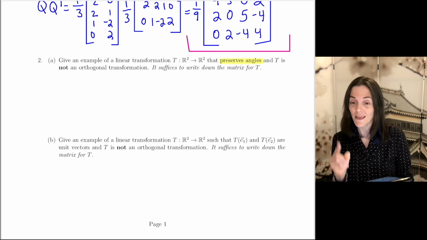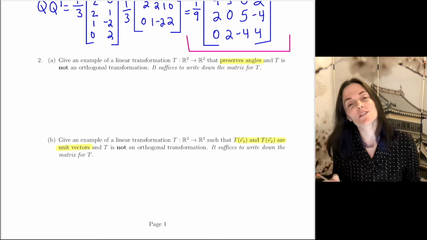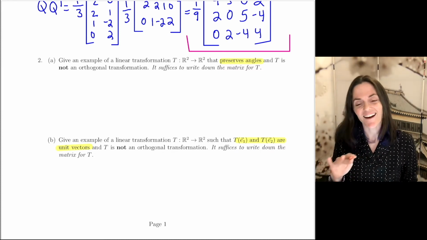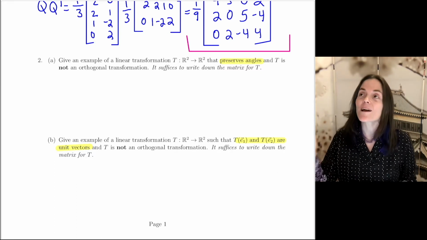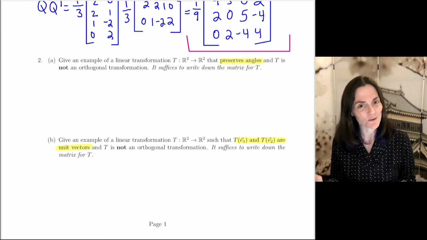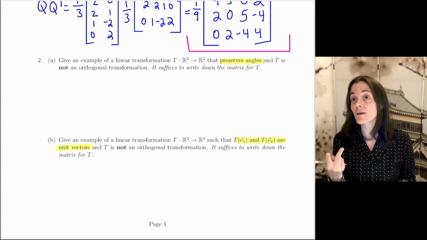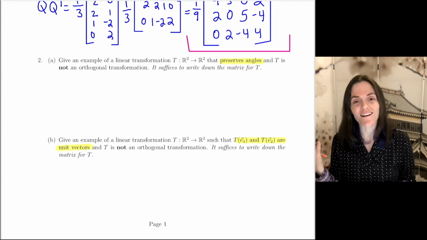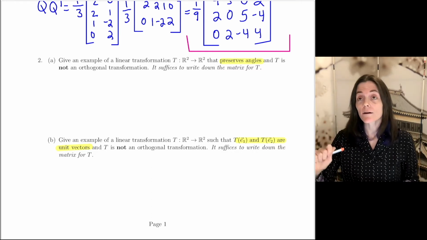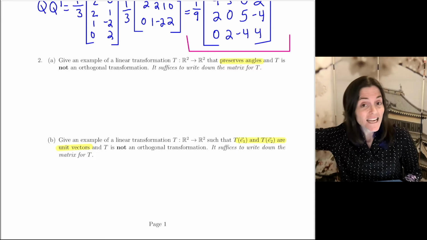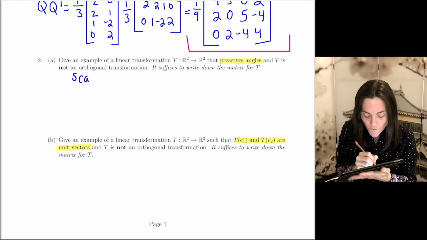In 2B, we want a linear transformation such that T of E1 and T of E2 are unit, but again, not an orthogonal transformation. So thinking about 2A first, if we go back to, say, section 2.2, we had reflections and rotations, and those preserve angles, but those are orthogonal transformations. We also, though, had scaling. Here, all you do is change its length, but you do not change direction. So that's what we're going to use here. We will use a scaling transformation.